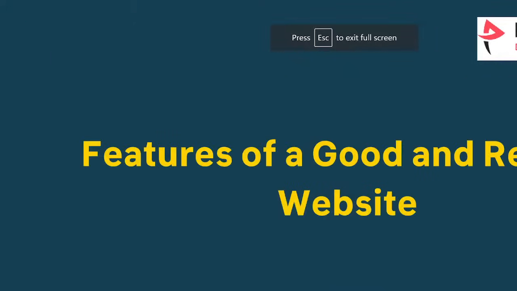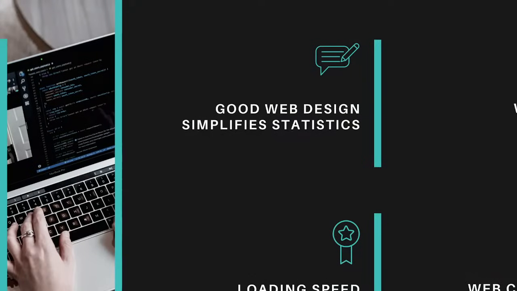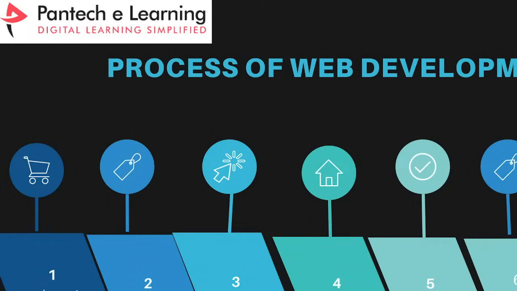Coming to the next slide, here are the features of a good and reliable website. So what does a reliable website consist of? It consists of a good web design which simplifies the statistics, and it should contain some web content. The loading speed should be very high, and web compatibility should be very good. Process of web development.